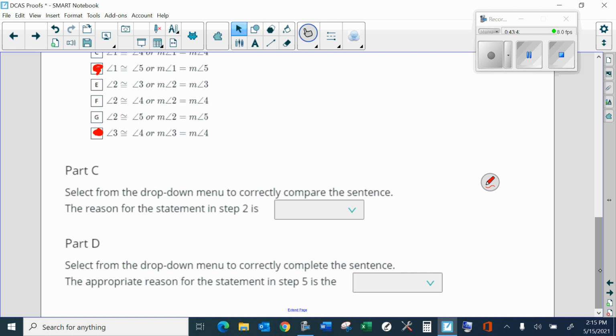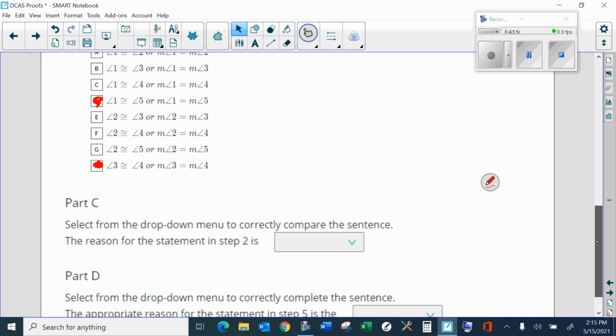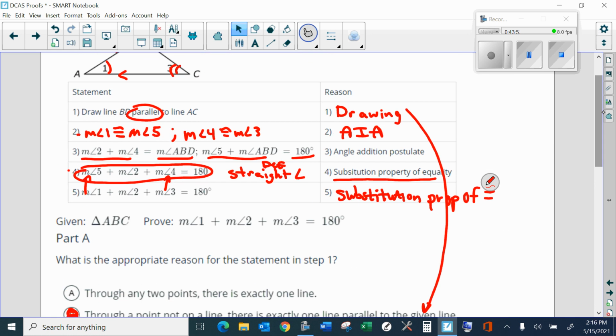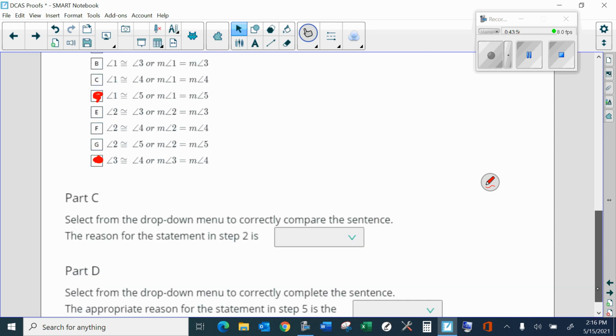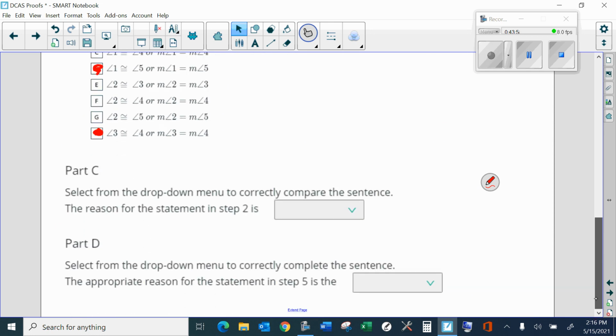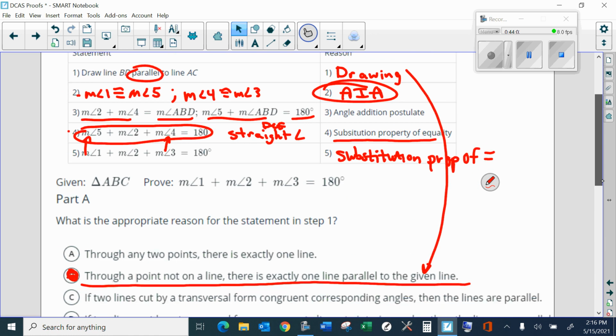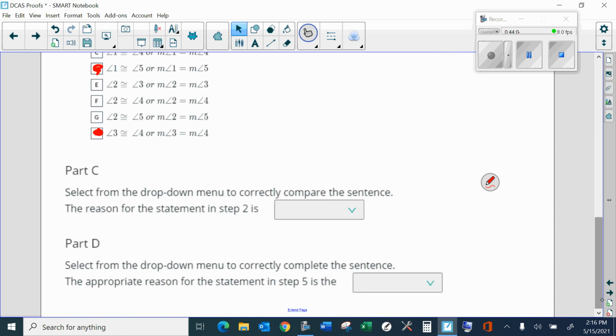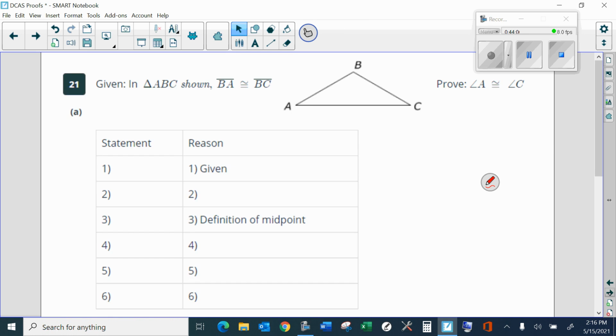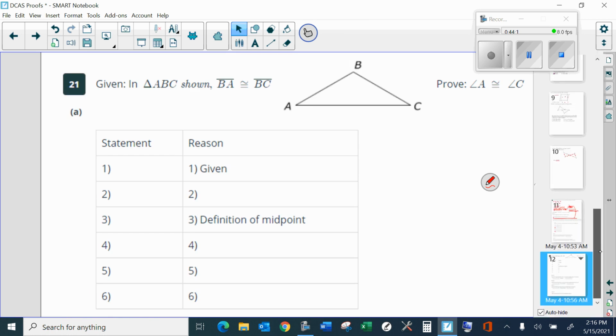And then select from the drop down to correctly complete the sentence, the reason for the statement in step 2. I don't know what it says right there. That's going to be, as we already said here, AIA is what you're looking for. That you pick from that drop down menu. Must complete for the appropriate step 5. Step 5 it's going to be substitution property. You're going to pick from right there. Okay, I think this is the last one.